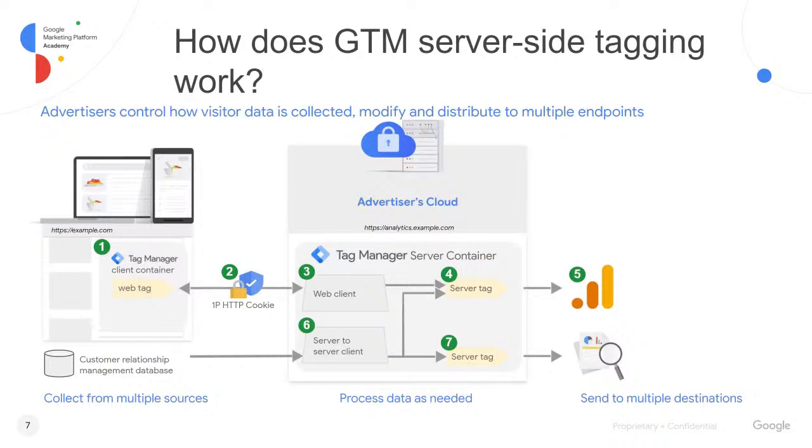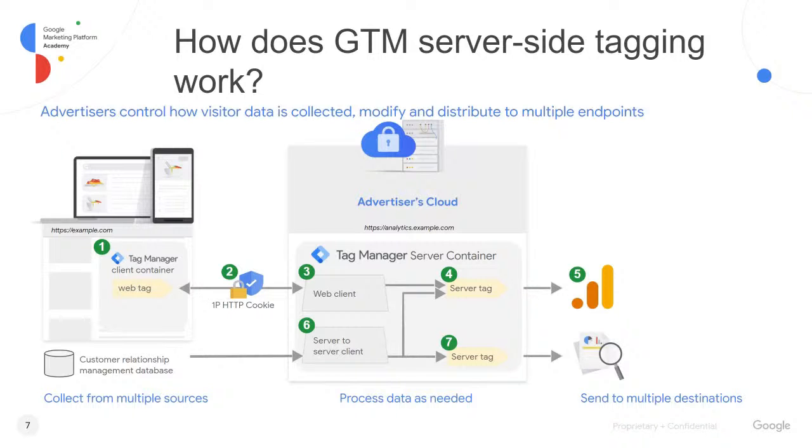Great. So how does this work? In this example, we have an example.com website where we have a tag manager client container, which runs on gtag.js, for those of you who are familiar with the different script libraries that we have. gtag.js can be used to collect data from the site. It can pick up things from the data layer and from the browser and then pass that on to a web client.